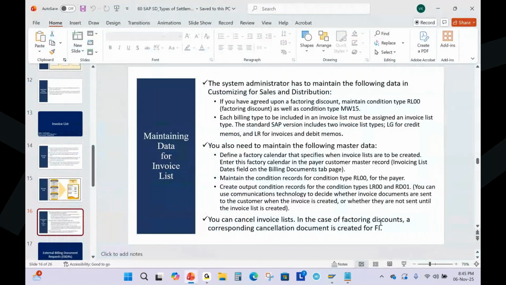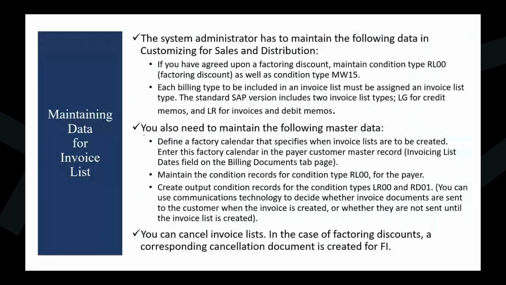You also need to maintain the following master data. Define a factory calendar that specifies when the invoice lists are to be created. Enter this factory calendar in the payer customer master record, in the invoicing list dates field on the billing documents tab page. So this is the one.